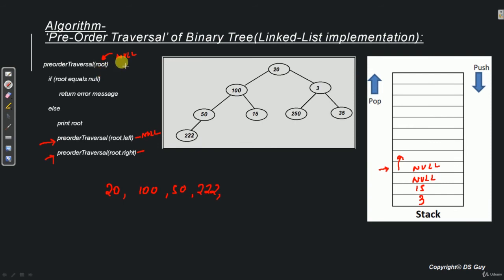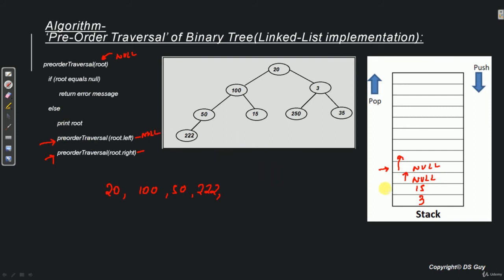So root's value is null again. If root equals null, yes, return error message. So this will not be executed and it is done. So the system will again come to the stack and see what is the next thing to execute. It will again see a null. So it will pop out this. This null will again be root. If root equals null, yes, return error message. Then it will not come to this else statement.